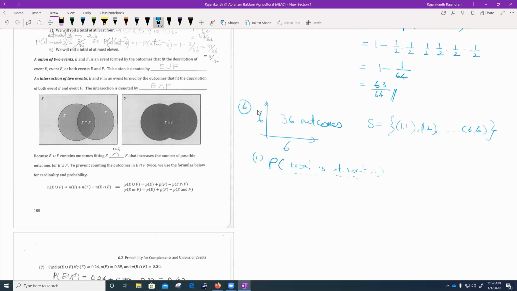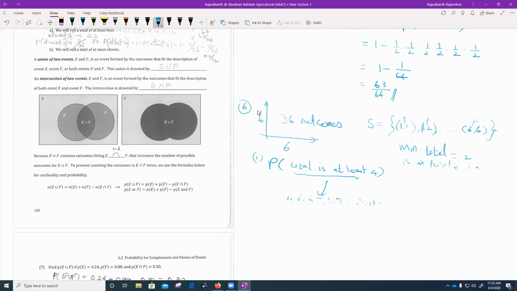So what are the possible values for this? Remember here, when you roll 2 dice, if you add these two, you will get the total. The minimum total, if you add the possible values, is 1 plus 1, which is 2. The maximum total is 6 plus 6, which is 12. But here we are asked to find the total which is at least 4. That means the possible values are 4, 5, 6, 7, 8, 9, 10, 11, and 12.